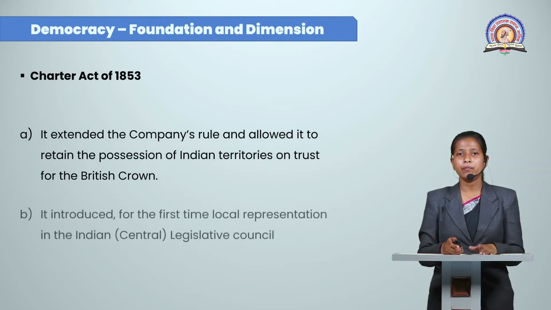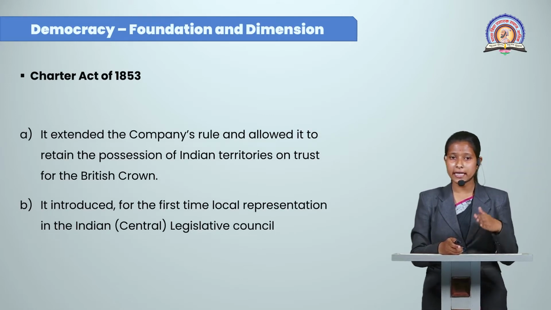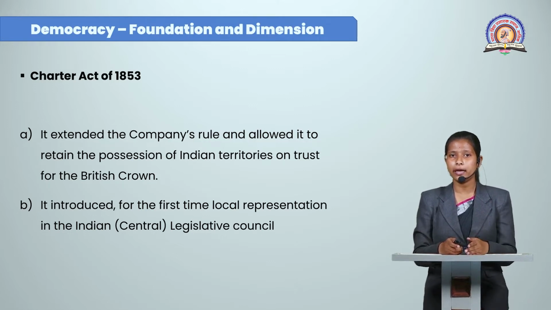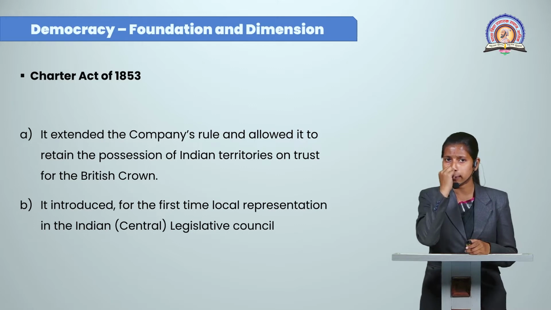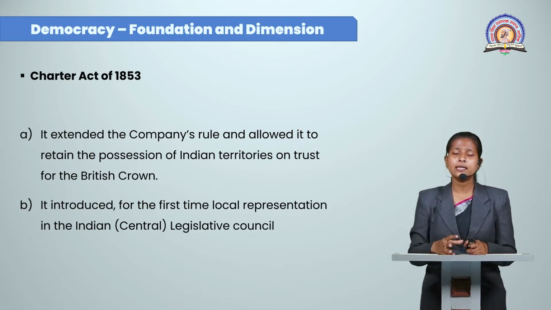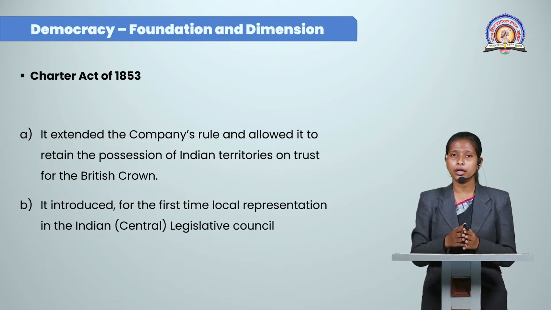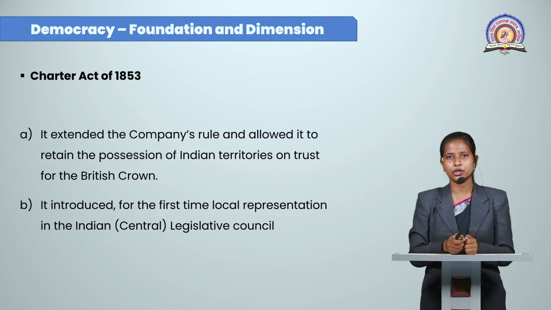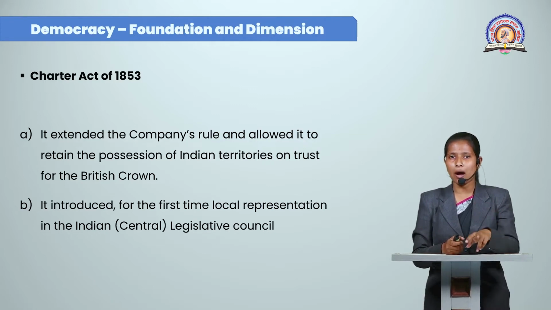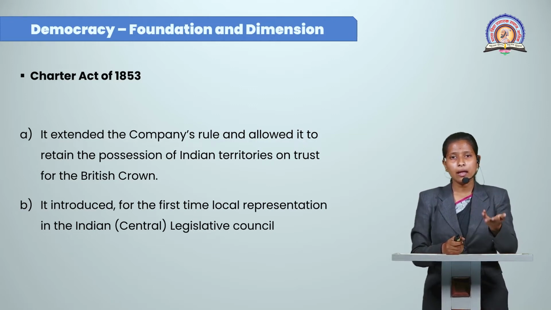Now the next act came, the Charter Act 1853. It extended the company's rule and allowed it to retain possession of Indian territory in trust for the British Crown. Now the company rule was extended. It was not only for the presidencies like Madras, Bombay or Bengal; it was extended to many parts of Indian territories, and it was held in trust for the British Crown. We will see how the British Crown was trusted in the next 2-3 slides.